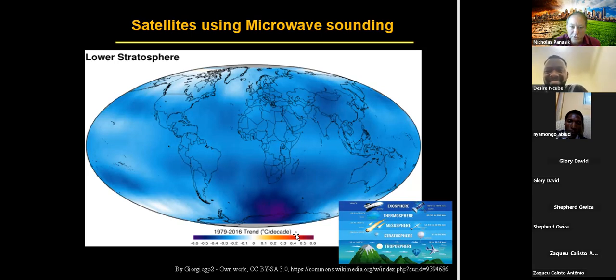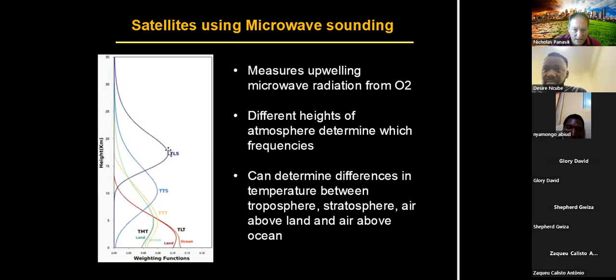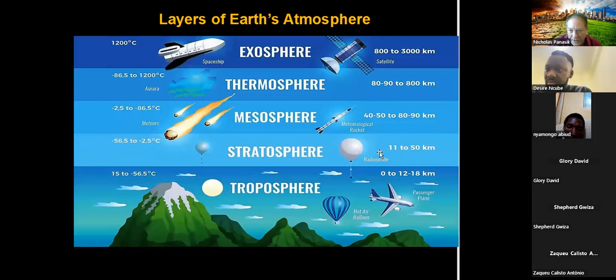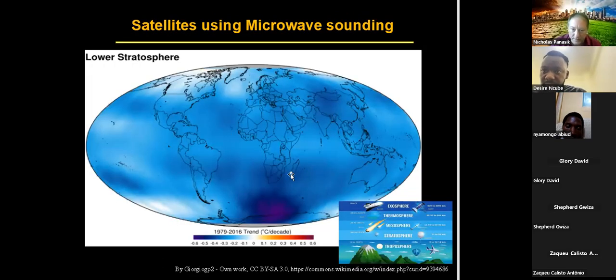So what conclusion would you draw from this, between 1980 and 2016, about the stratosphere? This is the lower stratosphere. This is based on data around here. Remember this excitation over here between 15 and 20. Our stratosphere is between 11 and 50, so this is going to be the lower stratosphere. This is the data that we're getting. So what would you conclude about the temperature of the stratosphere? What's happening to it?